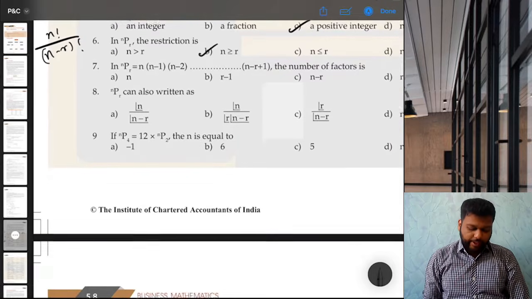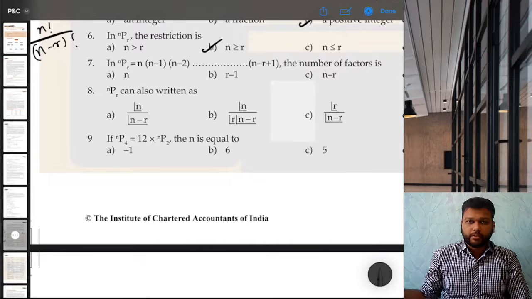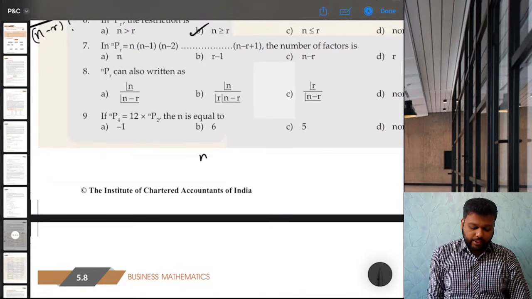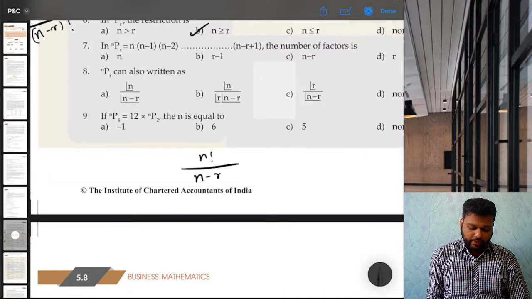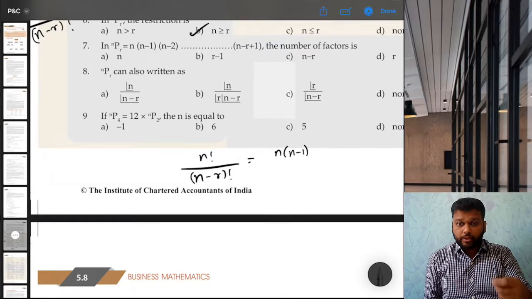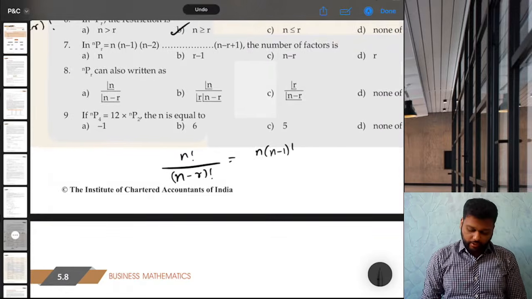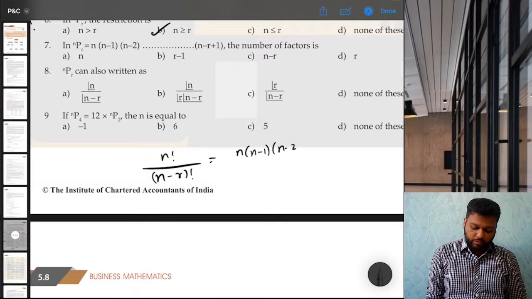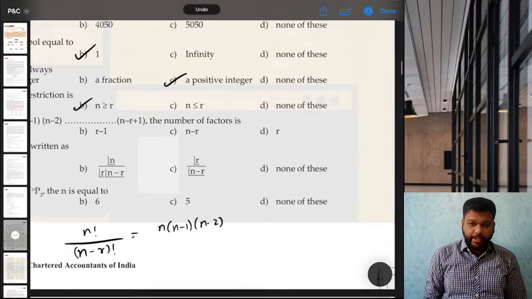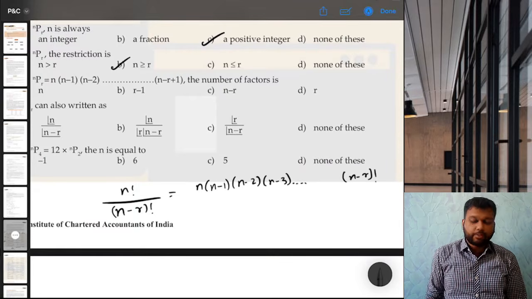Seventh, in nPr, n into n minus 1 into n minus 2 up to n minus r plus 1 is also correct because they have just done this, n factorial upon n minus r factorial. So if you expand n factorial, it will become n into n minus 1. When you are expanding a factorial, you can put the factorial sign anytime and stop. Or you can write the next term, which is n minus 2. Again you can stop, or you can write n minus 3, and so on, up to n minus r, and then put the factorial sign.